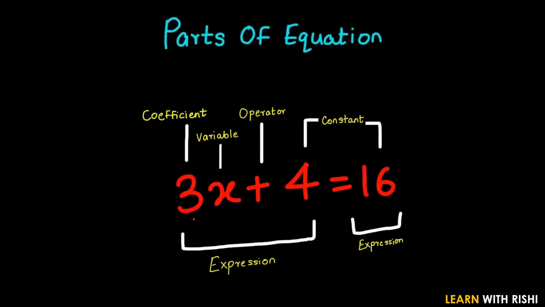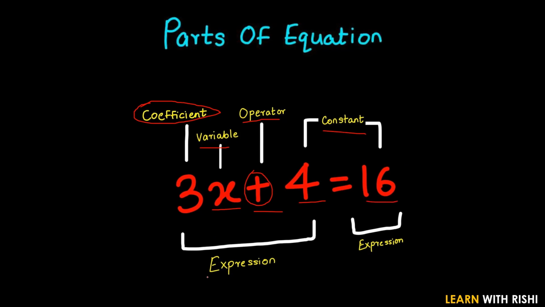For example, this is my equation, 3x plus 4 is equal to 16. Here x is my variable. The number which is with the variable is known as a coefficient. Then this plus or minus are nothing but my operators, because they are performing some operations. Then 4: now 4 is not with a variable, it is separate, so it is my constant. Then equal to 16. 16 is also a constant because there is no variable there.